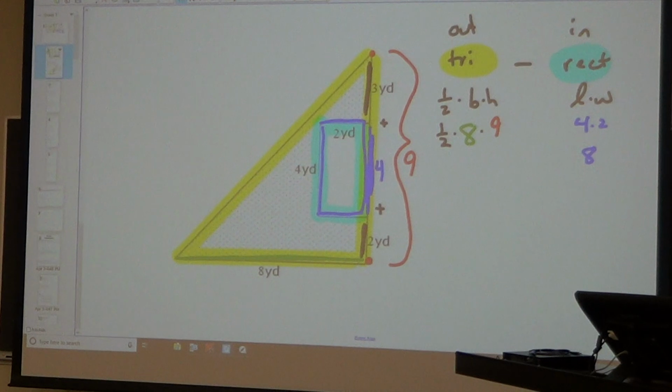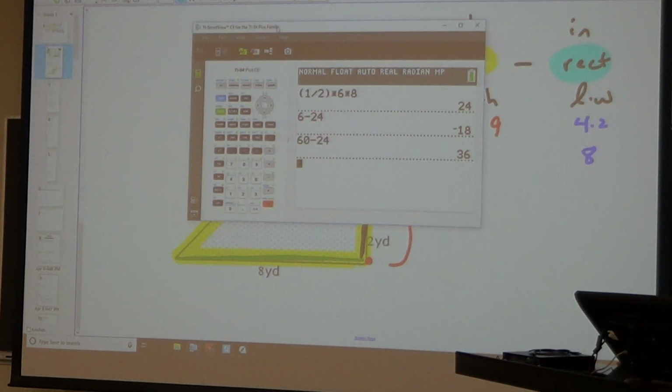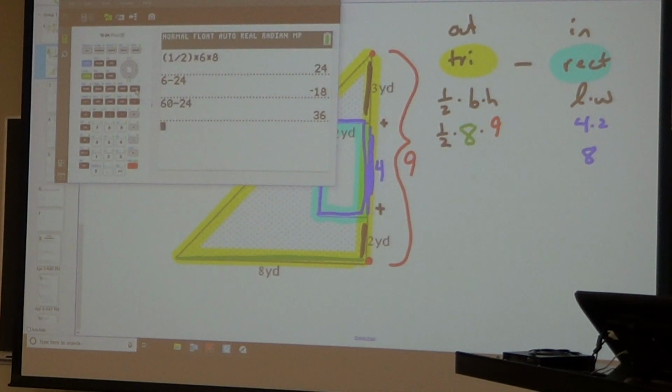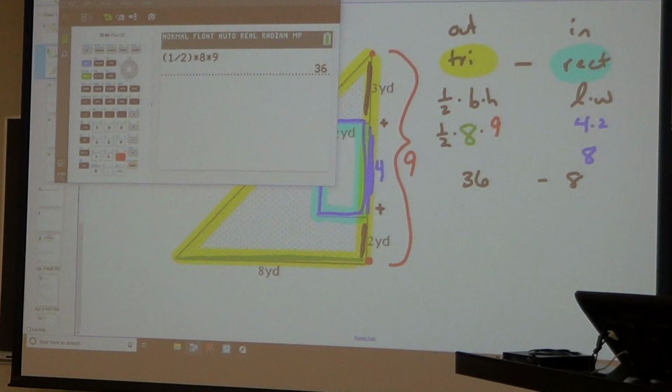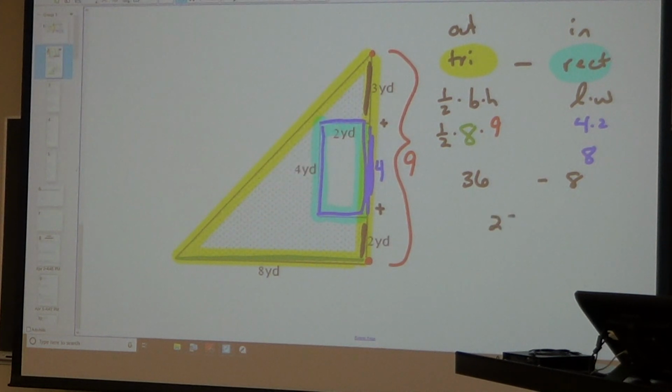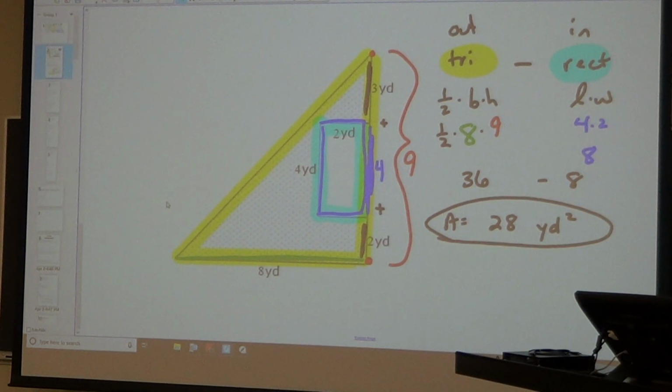So when I do my triangle, it is going to be 1/2 times 8 times 9. 1/2 times 8 times 9 is 36, minus the 8. It's 28. 36 minus 8 is 28, and because it's area, we're going to do yards squared. Cool?